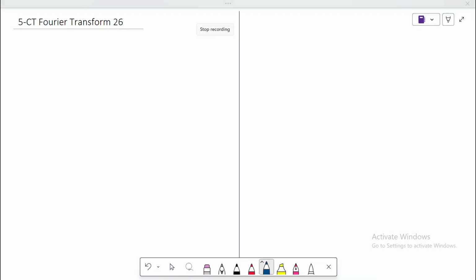Welcome to Signals and System subject classes. Now we are in the fifth chapter, that is continuous time Fourier transform.